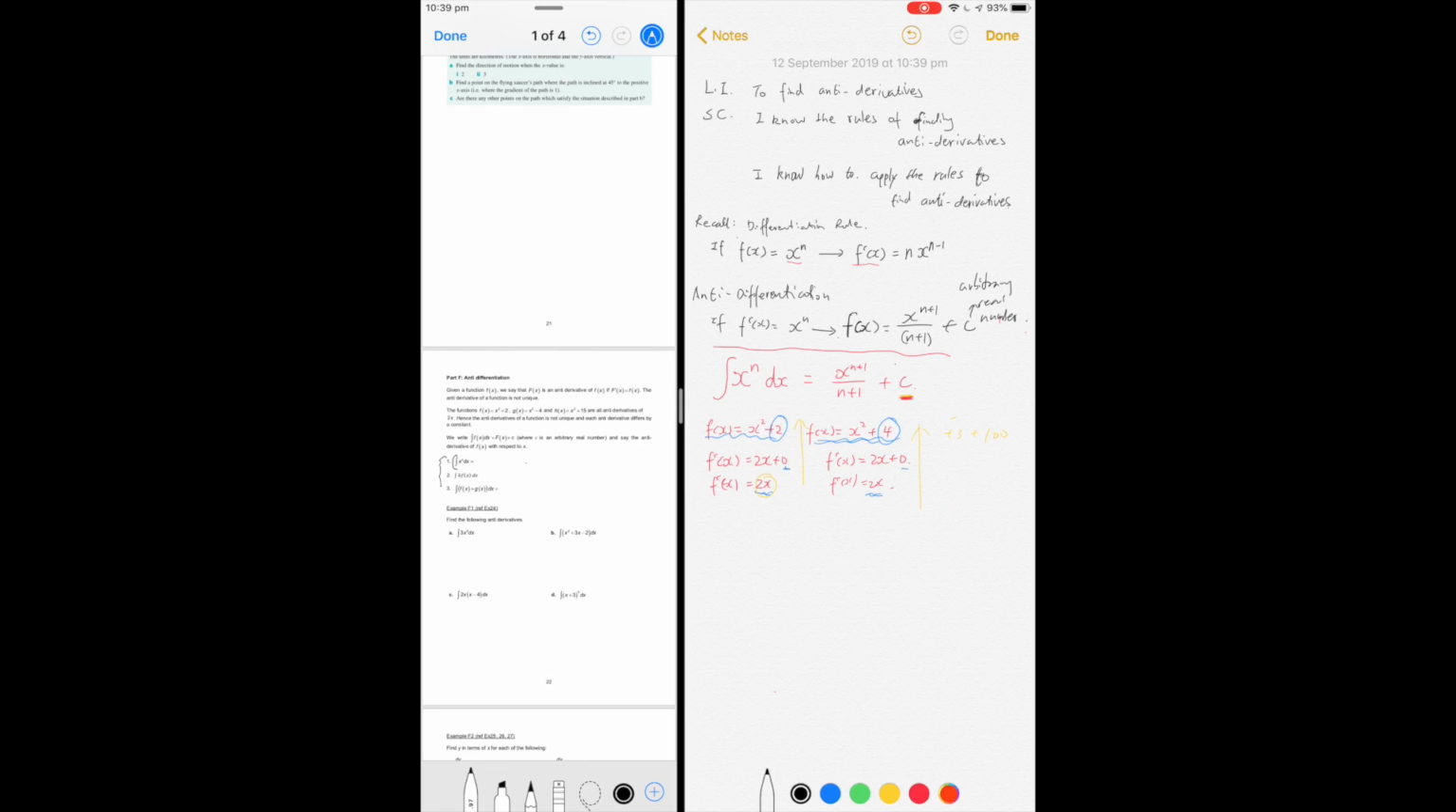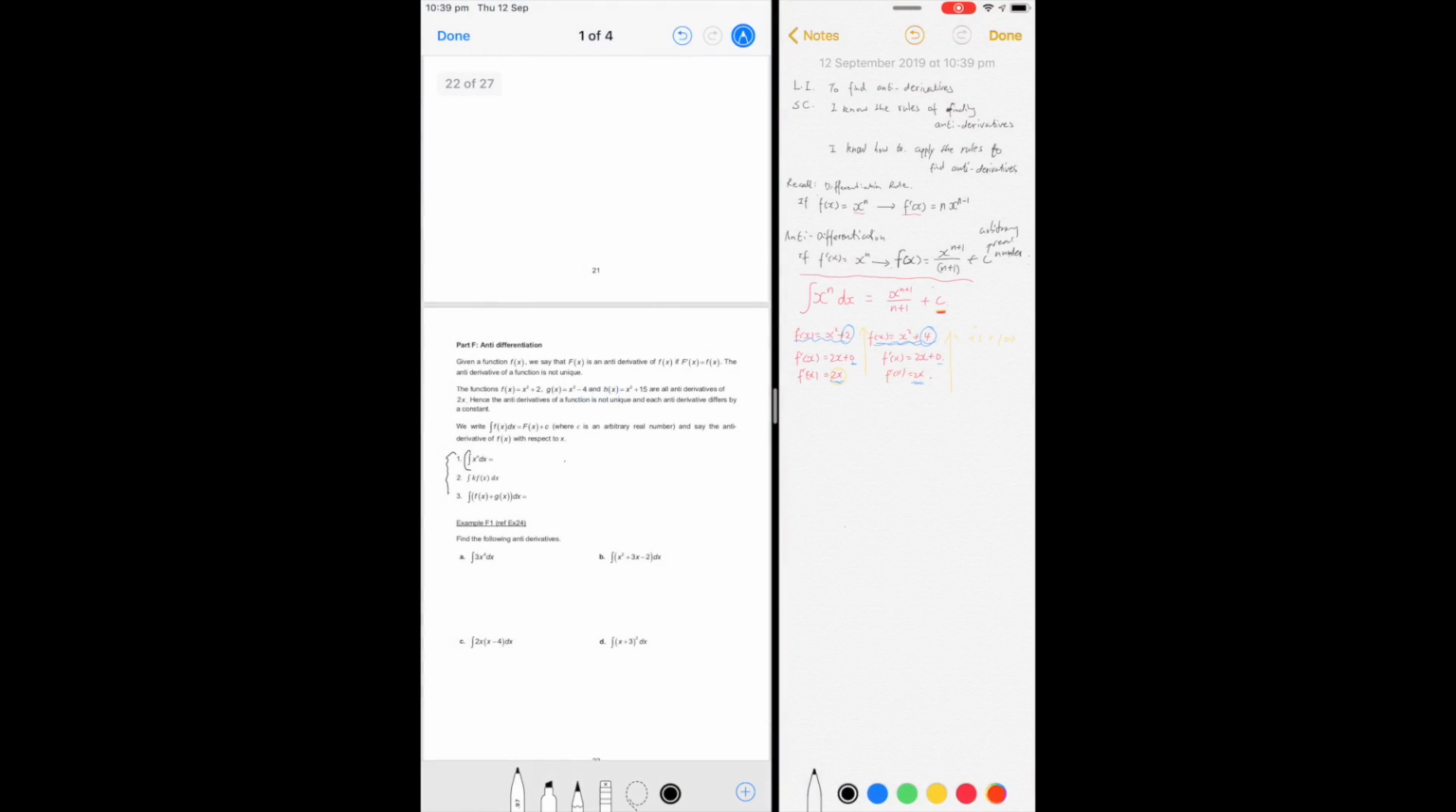So if you check your notebook over here, I can rewrite it again. So the antiderivative of the derived function x to the power of n in regards to x is equal to x to the power of n plus 1 over n plus 1 plus c. Okay, and then if we have a number in front of the function, we can actually move that number out, and then we can do the same thing.